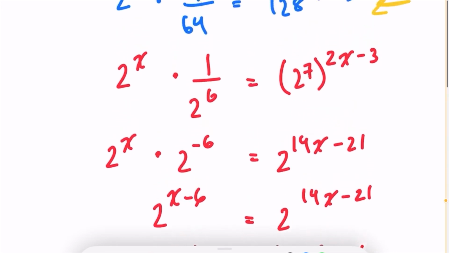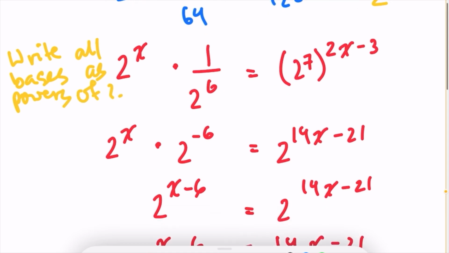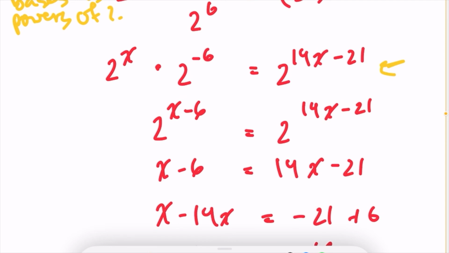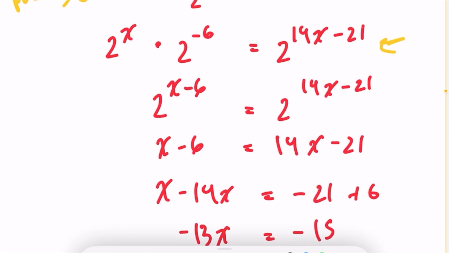And so we can write all bases as powers of 2. Then I notice that 1 over 2 to the power 6 is the same thing as 2 to the power negative 6. And 2 to the power 7 all to the power 2x minus 3 is 2 to the power 7 times 2x minus 3. And so if we do that, we get right here, 2 to the power x times 2 to the power negative 6 equals 2 to the power 14x minus 21. And so pretty much what we did is just simplify there.